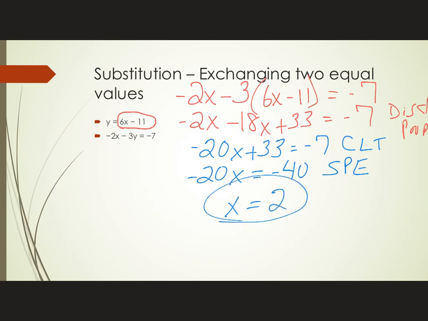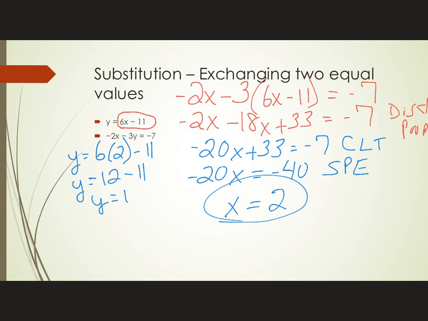Once again, now I have my x value. I still need to find y. Come back over here. Y equals 6 times x, which is 2, minus 11. So y equals 12 minus 11. So y equals 1. Nice and easy.